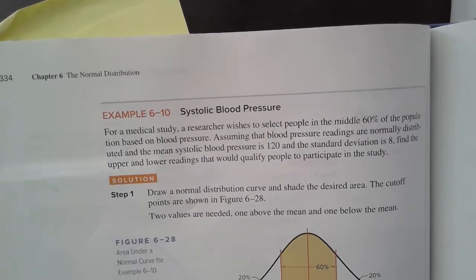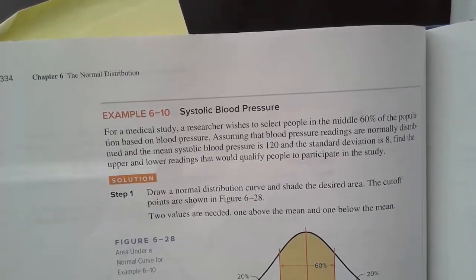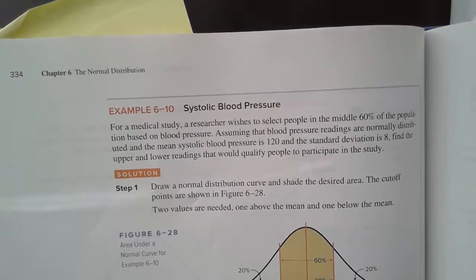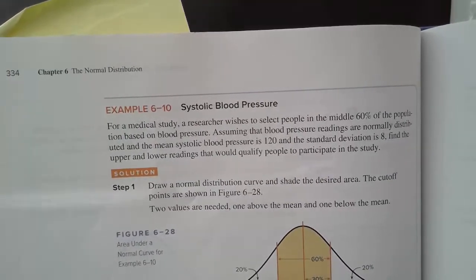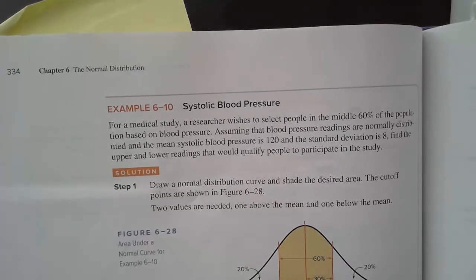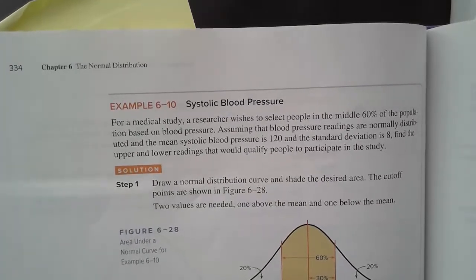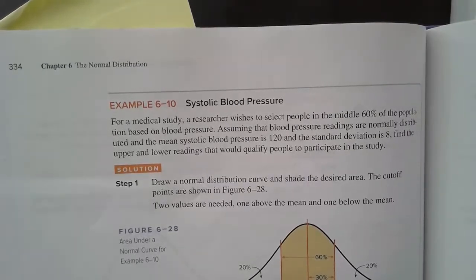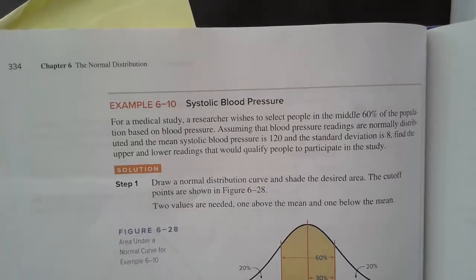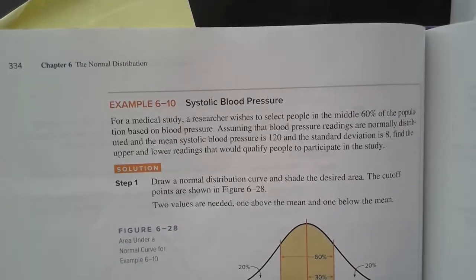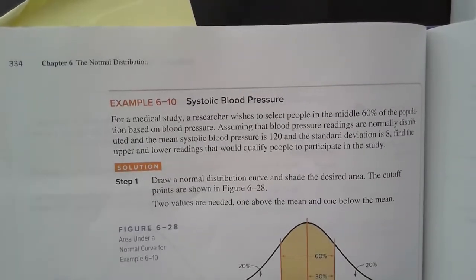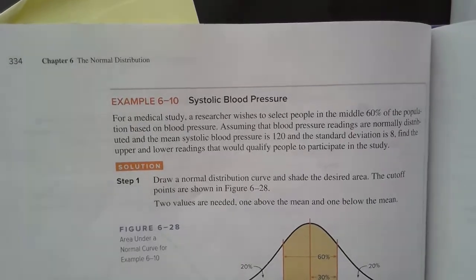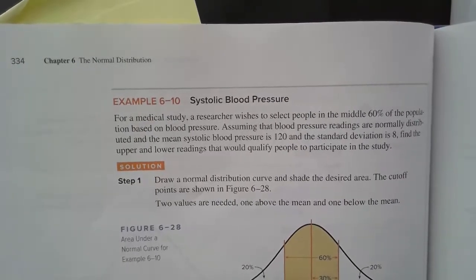Assuming that blood pressure readings are normally distributed and the mean systolic blood pressure, remember that means average. So if you see average, that means mean. Either way, that's where I get mu is equal to 120. And the standard deviation, that's sigma, remember, is 8. Find the upper and lower readings, the cut scores, that would qualify people to participate in the study.